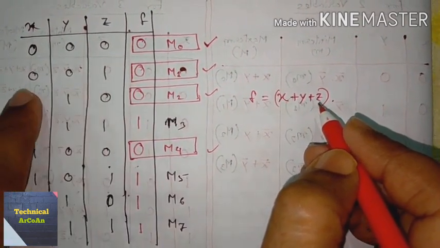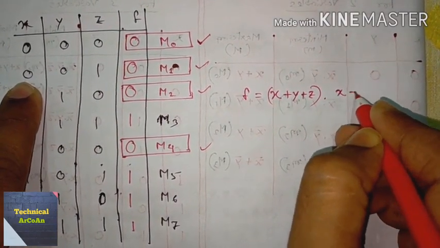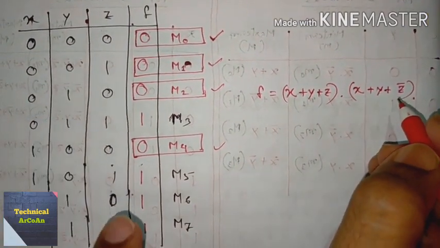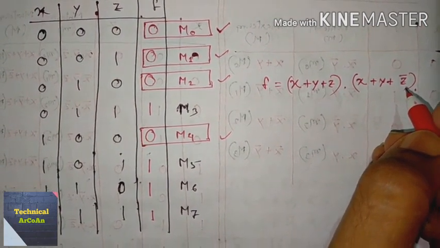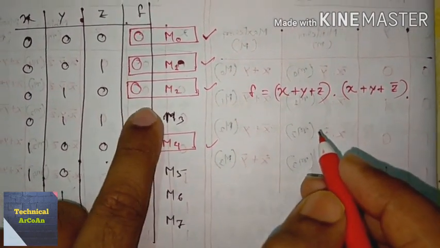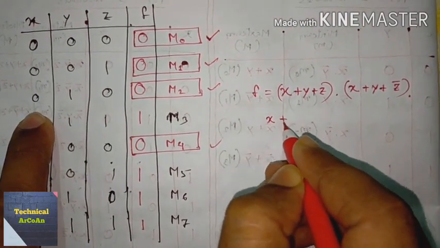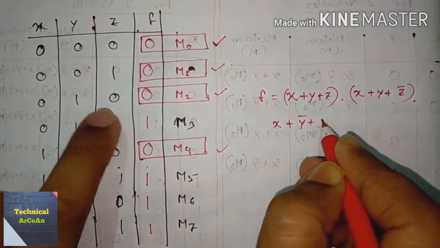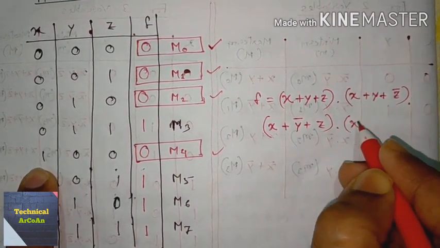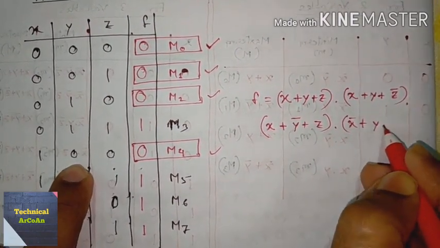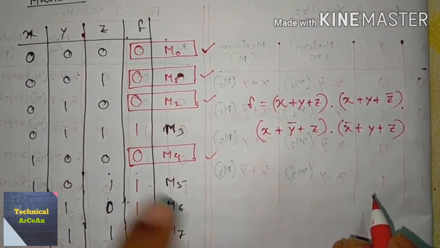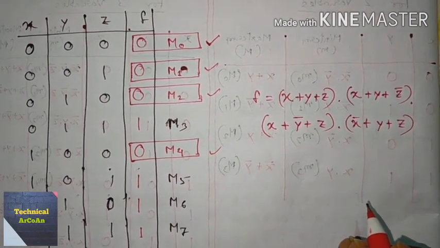Now the second part: x, y are 0, and this position is 1, that's why z complement. In the max term, where 0 appears it is taken normal, and where 1 appears it is taken complement. Now the third one: x is 0 so x, plus y is 1 so complement, and z is 0 so normal. And the fourth case: x is 1 so x complement, plus y is normal, y is 0, and z is also normal because it's 0. So this is the Boolean expression we have got from there.